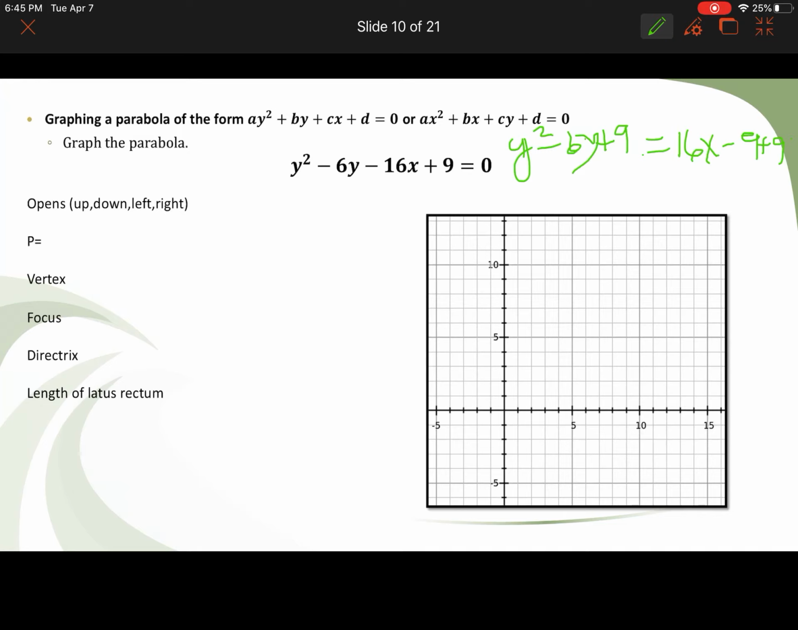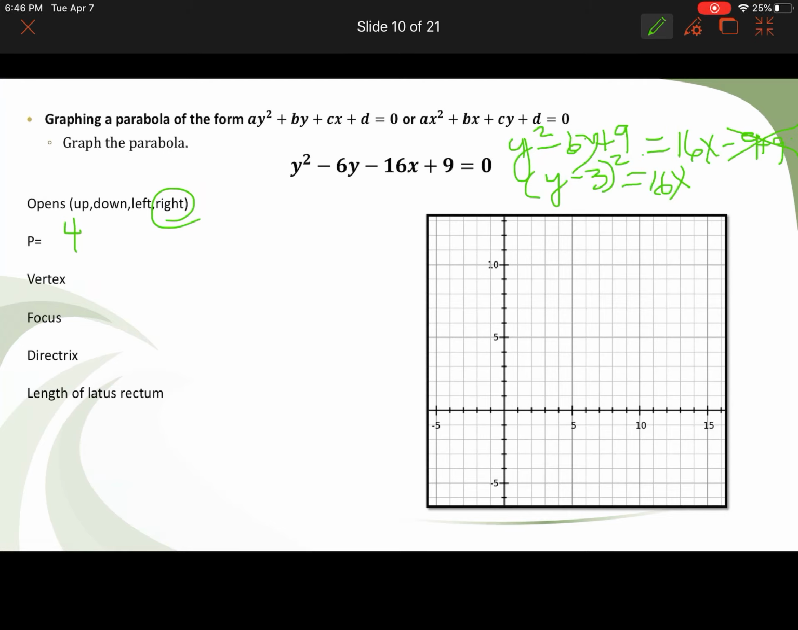All right, so on this side, the negative 9 and 9, they cancel each other out. So I just have 16x. And on this side, I have y minus 3 squared equals 16x. Okay, so does it open up, down, left, or right? So the y is the one that's squared. So it's opening either left or right. But the 16 is positive, so it's opening to the right. And the 16 is 4p, so p is 4.